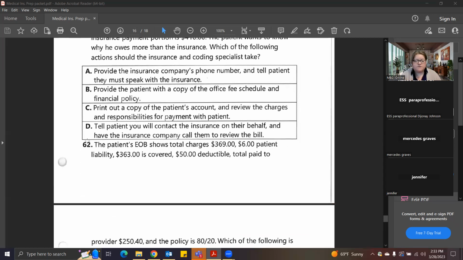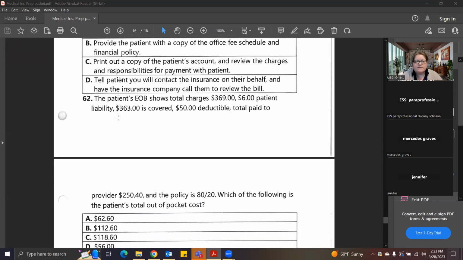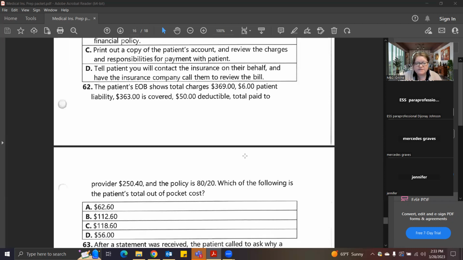All right. So number 62. The patient's EOB shows total charges of $369.6, patient liability, $363 is covered, $50 deductible. Total paid to provider $250.40. And the policy is 80/20. Which of the following is the patient's total out-of-pocket costs?